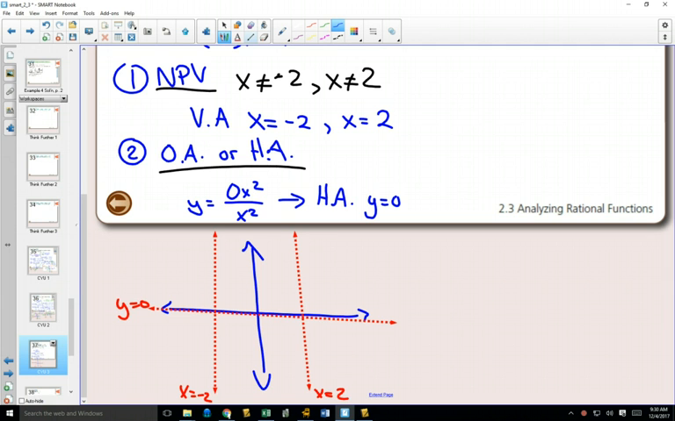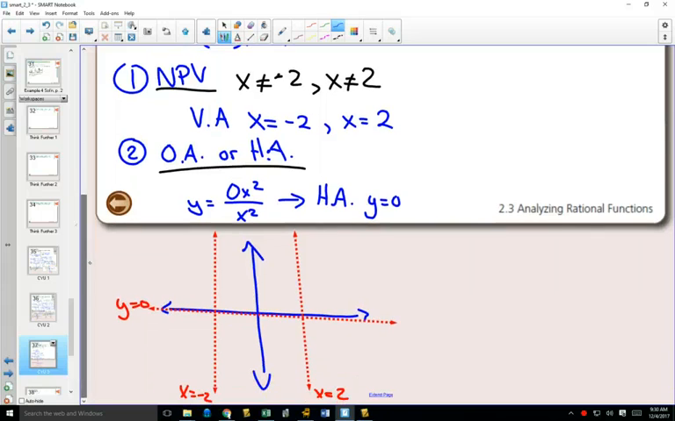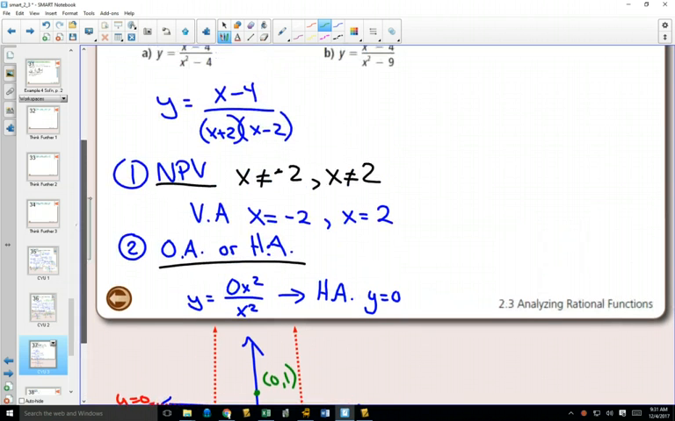Do we have a y-intercept? Well, a y-intercept is when you plug in 0 for x, and you'd have -4 over -4. So you have the point 0, 1. Do we have any x-intercepts? Yes. The only time you're going to have an x-intercept is when your numerator is equal to 0.